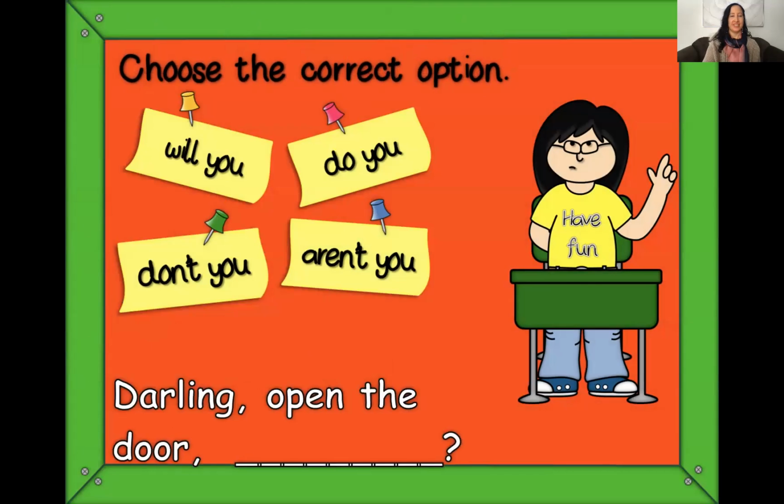Choose the correct option. Darling, open the door. I'm gonna trick you on this one. Will you, okay? Will you, that's the future. So you have to think about this one. Darling, will you open the door? You wouldn't say, darling, won't you open the door? But then that would be a question tag. So this is the one that everyone debates about, okay? So you put down in the comment why you think this should be will you.